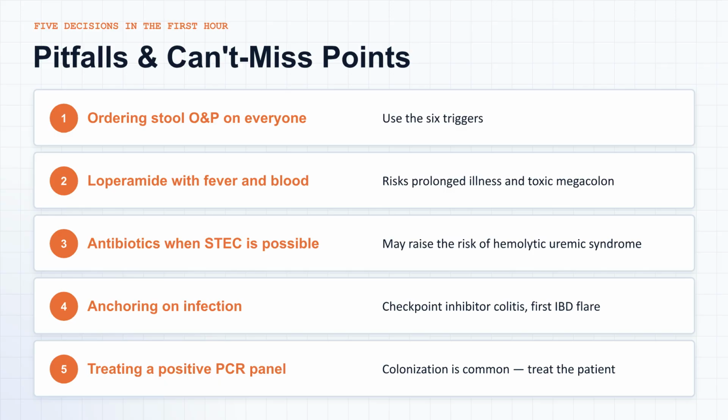5 pitfalls to carry with you. First, ordering stool ova and parasites on everyone. It is only useful with the right trigger. Second, giving loperamide to a patient with fever and bloody stools. Third, reaching for antibiotics when Shiga toxin-producing Escherichia coli is possible. Fourth, anchoring on infection and missing the mimics. Immune checkpoint inhibitor colitis and a first flare of inflammatory bowel disease both live here.